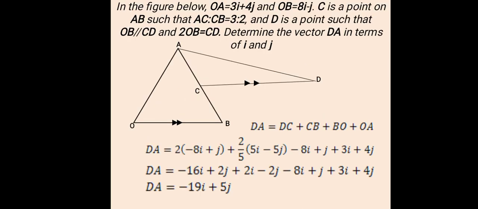In the figure below, OA is equal to 3i plus 4j and OB is equal to 8i minus j. C is a point on AB such that AC to CB is equal to 3 to 2, and D is a point such that OB is parallel to CD and 2OB is equal to CD. Determine the vector DA in terms of i and j.